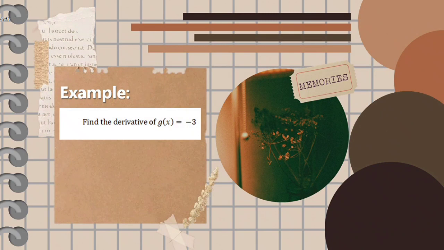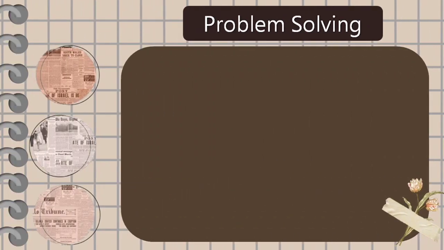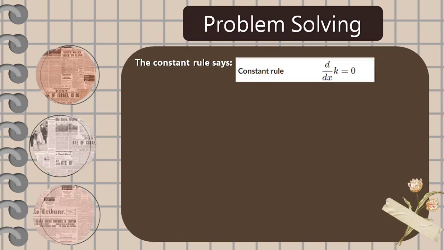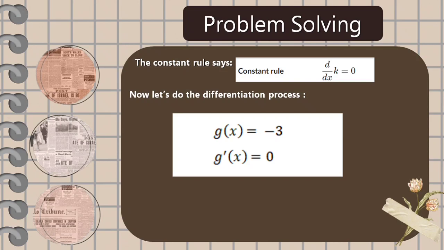For example, find the derivative of g of x equals negative 3. To solve this problem, the constant rule says the derivative of k is equal to 0, where k is the constant. Now let's do the differentiation process. g of x is equal to negative 3. Negative 3 is a constant. This means that the derivative of negative 3 is equal to 0. This problem is just a one-step application of the rule.